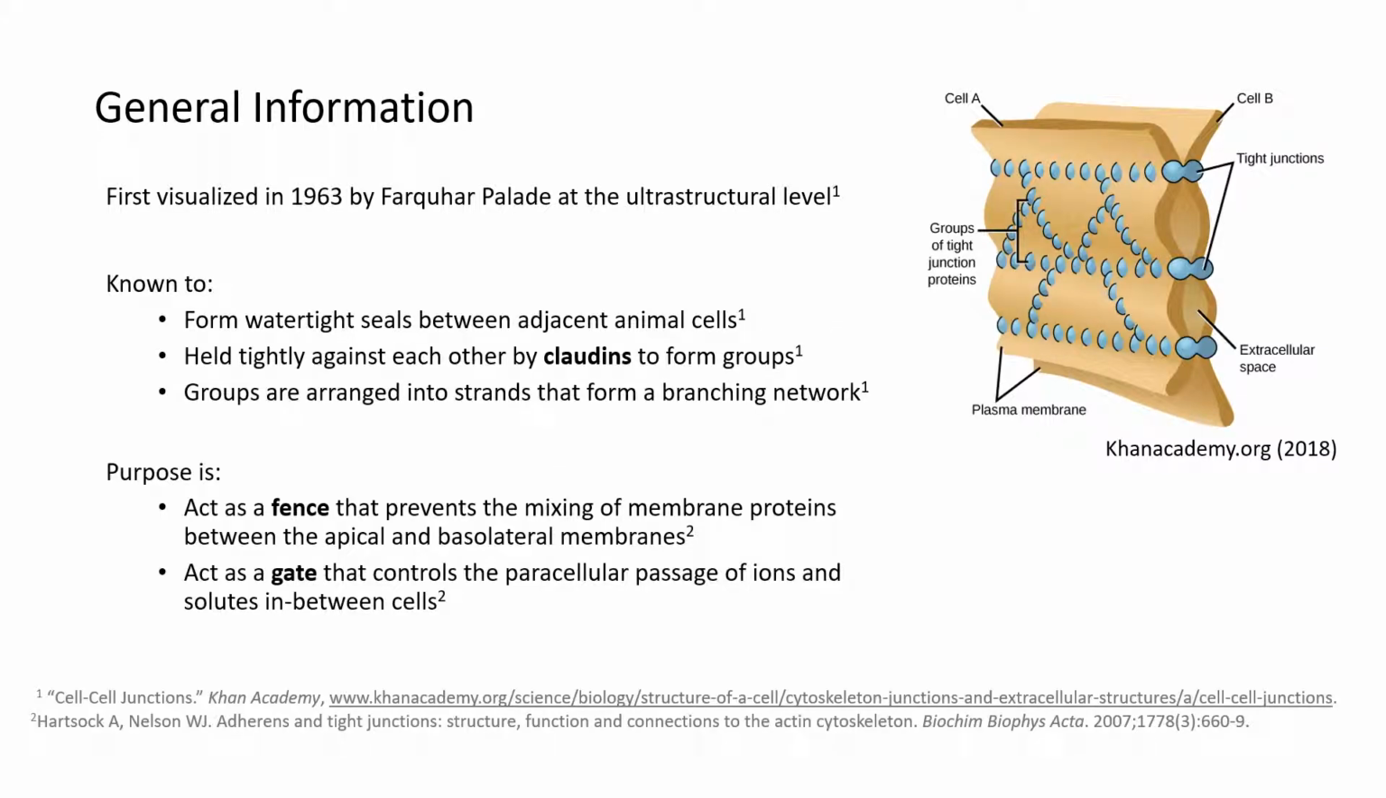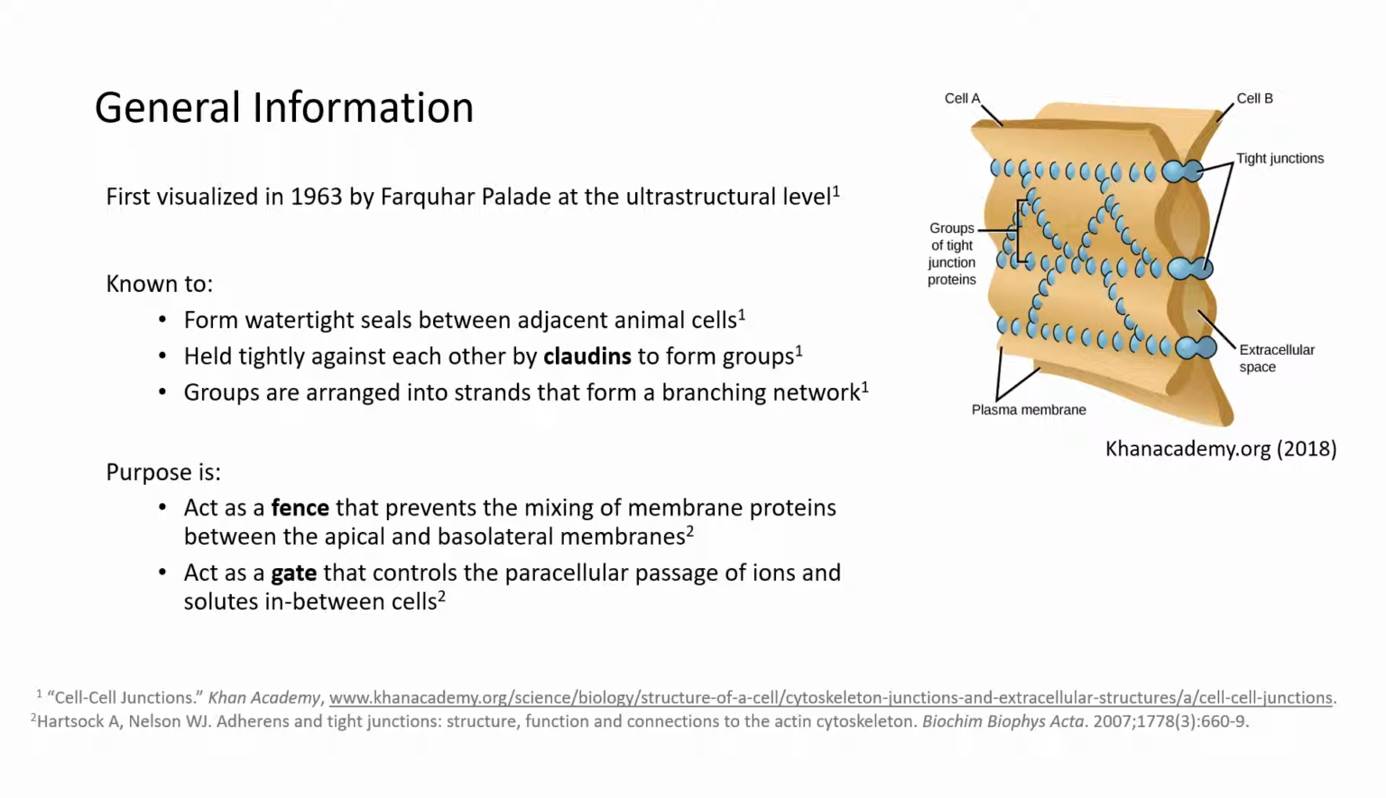So tight junctions were first visualized in 1963 by Palade at their ultrastructural level, which is just the fine structure of the cell that can only be observed through the use of high magnification electron microscopy. And tight junctions are known to form watertight seals between adjacent animal cells. You can see them in the upper right corner in the image.